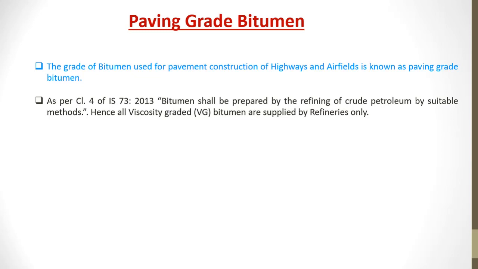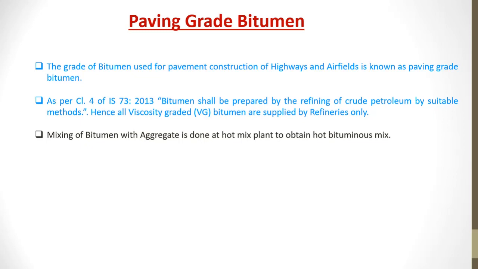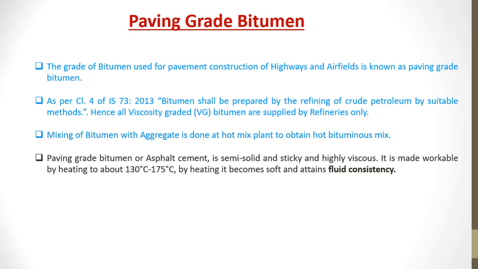If you are going to use paving grade bitumen for highway construction, it shall be supplied by certified refineries only. Now, the mixing of bitumen with aggregate is done in a hot mix plant to obtain hot bituminous mix. As I told you, this paving grade bitumen requires heating. This heating is done in a certain setup, which is basically called a hot mix plant.